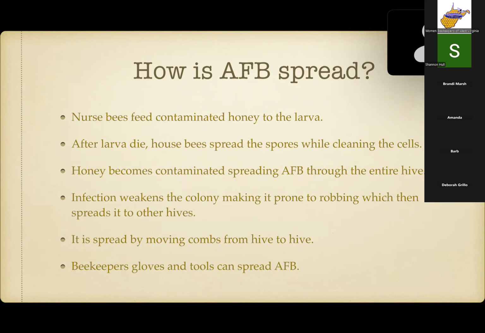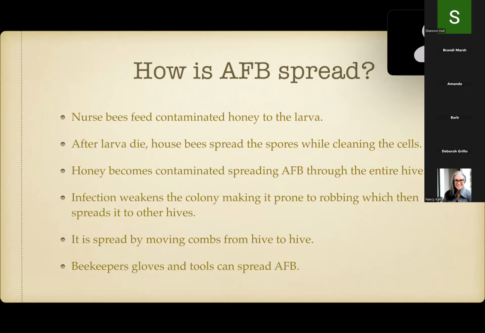This is why, if you are ever feeding frames of honey from one hive to another, you need to make sure the hive you're taking that honey from is a healthy hive and there's no AFB. When you get this infection, it can start small, but it's going to end up weakening the colony. When colonies get weak and they have honey in them, bees come from other hives and they rob them out. So when those robber bees come in and they take that infected honey, they are now taking those AFB spores back to their hives. So this is how we spread it from hive to hive.